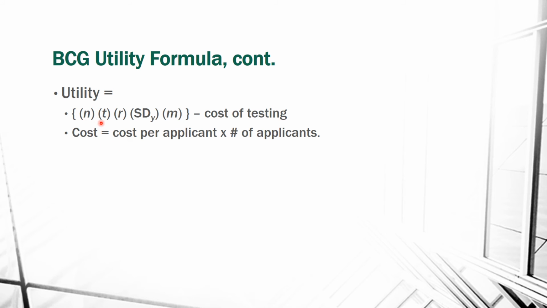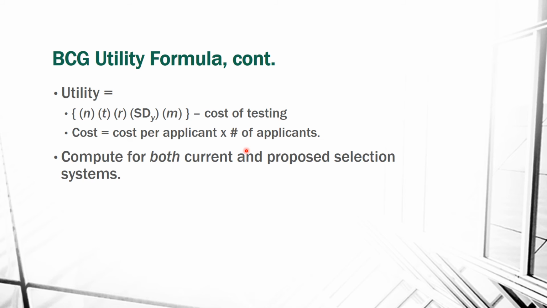The longer they stay, the more utility. The more valid our test, the more utility. The more it makes a difference to have an above average employee compared to an average one, the more utility we get. And then the pickier we can be, the more utility we get. We're going to multiply those things together, and we're going to subtract the cost of testing. And here it's very important to factor in how many people we are testing.